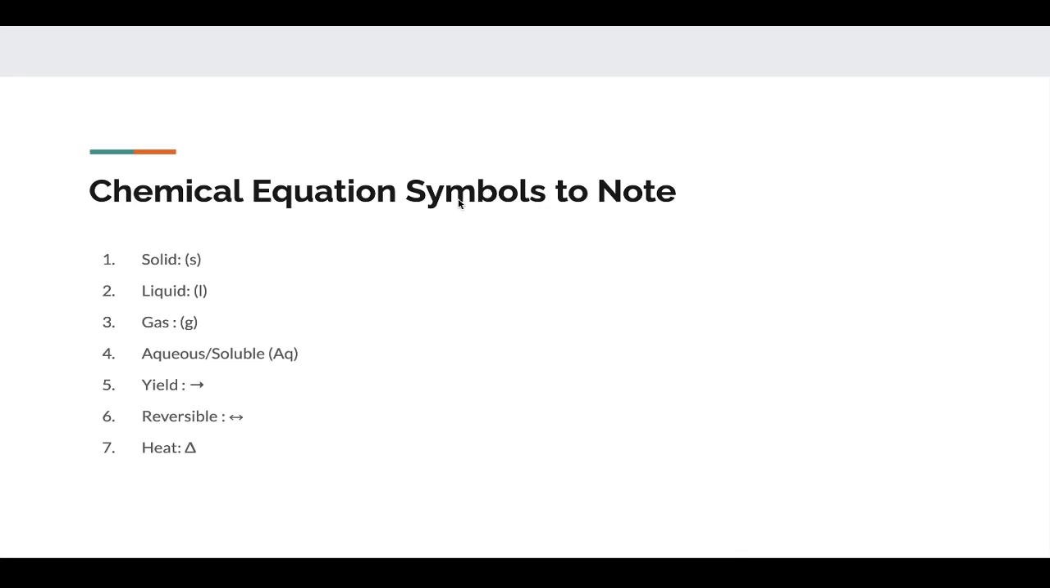Now, some chemical equation symbols to note. These all show whether something is a solid, liquid, gas, or aqueous, which is all on the solubility chart. The solid would be a lowercase s, the liquid would be a lowercase l, the gas would be a lowercase g, and aqueous, soluble in water, would be aq. The yield sign is an arrow pointing to the right, and reversible is pointing both ways, which means that the equation is reversible, and heat is the delta sign.